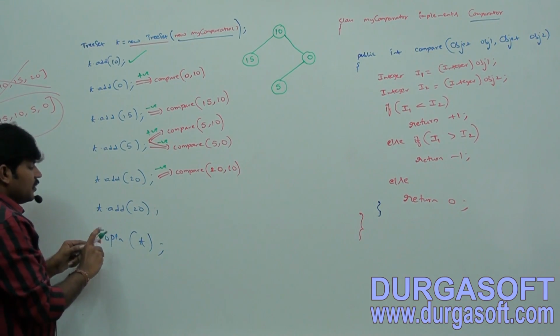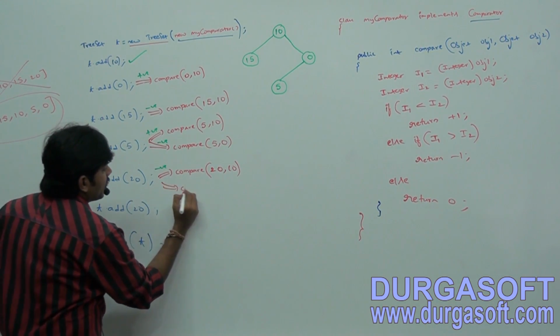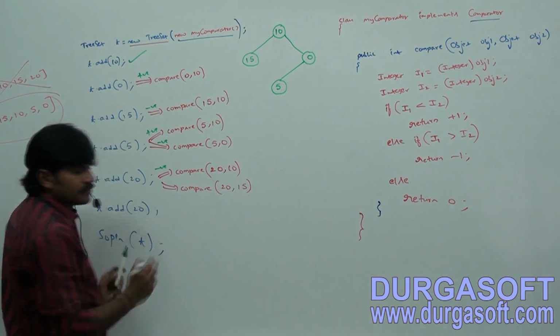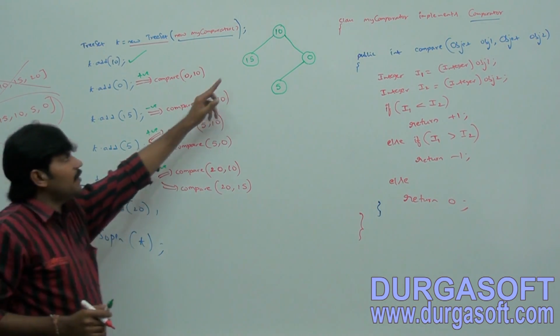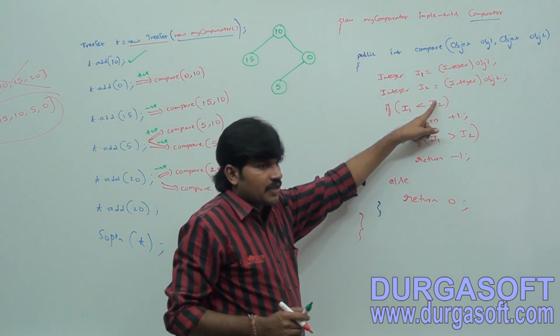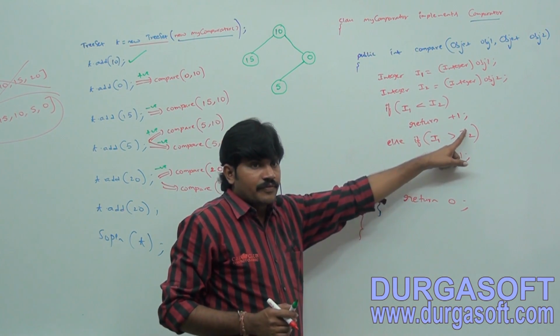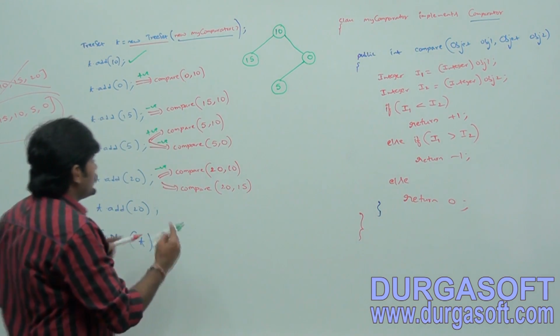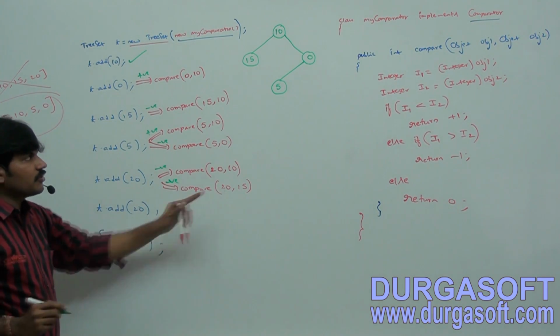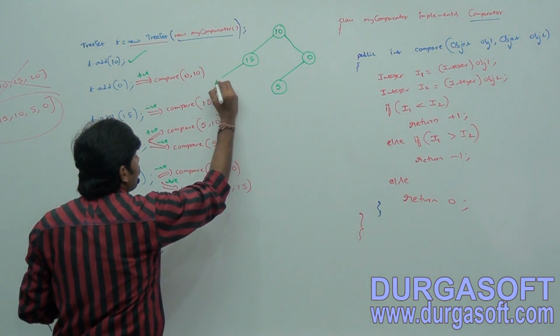Once again, what do we have to do? Compare of 20, 15. I1 is 20, I2 is 15. 20 less than 15? No. 20 greater than 15, satisfied. Return negative, minus. Minus means 20 should come before 15. That's why.